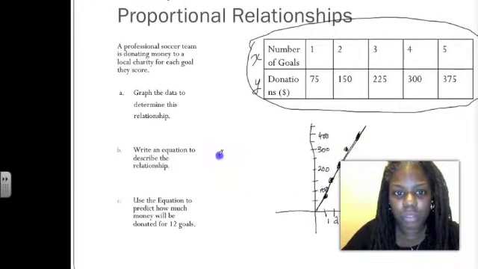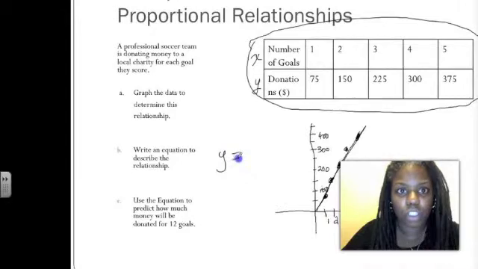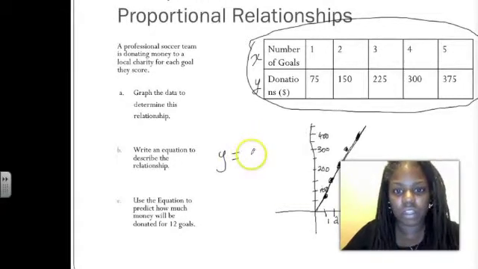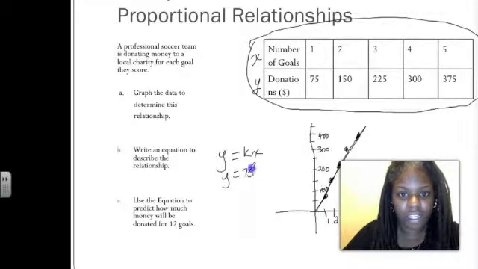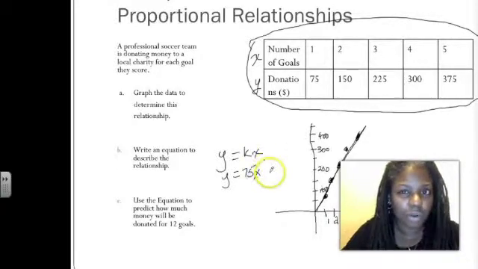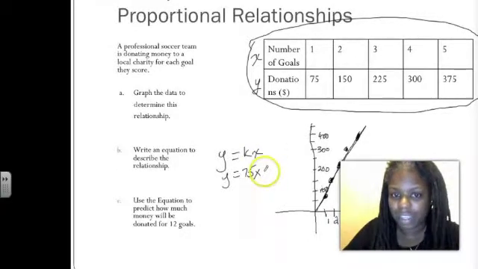That equation would be, since this is a proportional situation, then we know that it's also direct variation. y equals k times x is what we're dealing with. Clearly, y is equal to 75 times x. And we kind of established that before when we were looking at it. We realized for every goal we get 75 bucks.